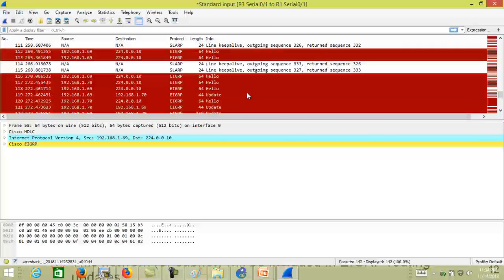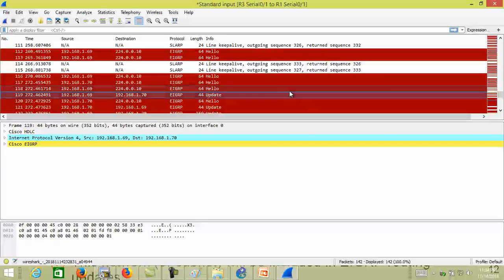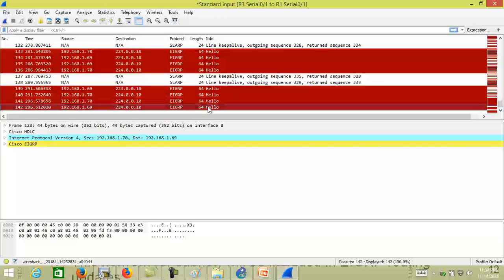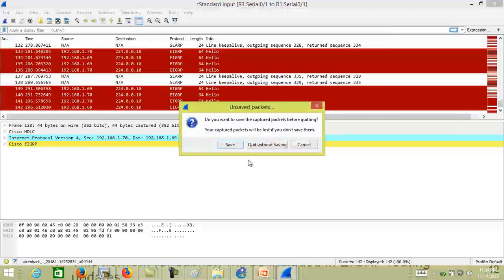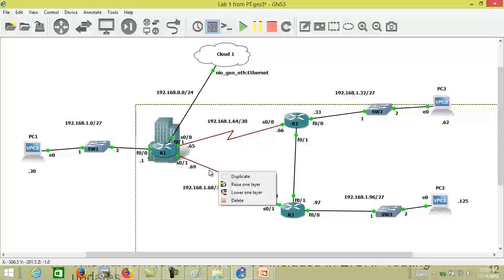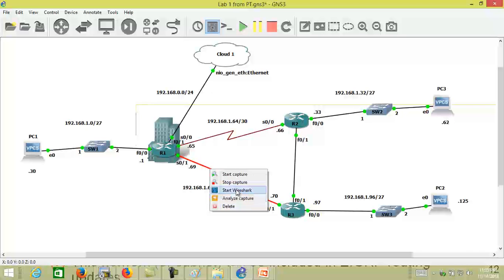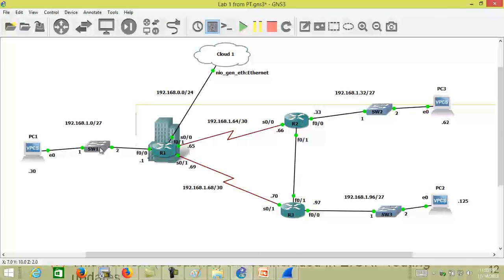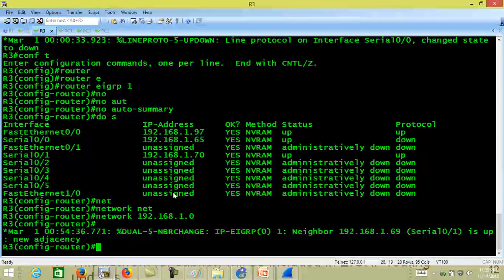Now after they discover each other, this is where I configured. So there is an update packet, and you can see there is an ACK, update ACK. Another packet that is not seen here is a query packet. To see the query packets, I can do the same capture again, and we are now venturing into the other concepts.